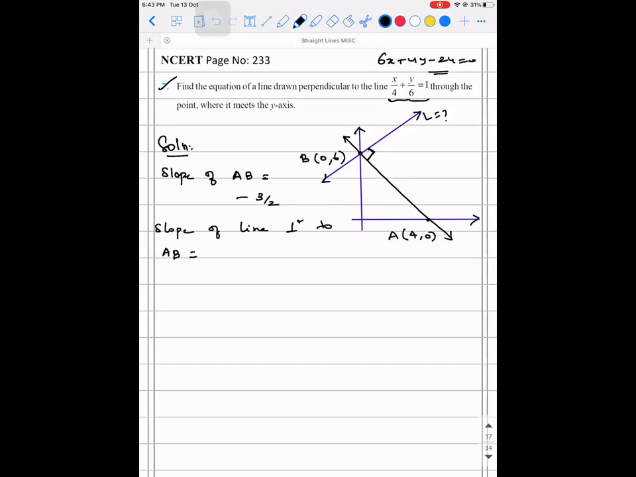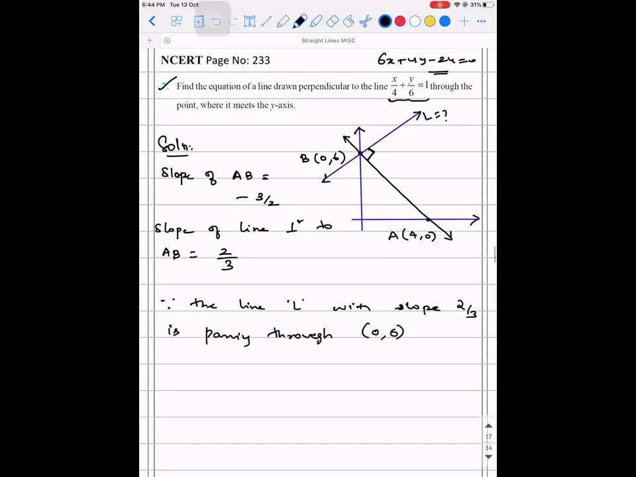Two by 3, sir. Yes. Take the reciprocal and change the sign. 2 by 3. That's right. So this line is passing through which point? Since the line capital L with slope 2 by 3 is passing through which point, guys?